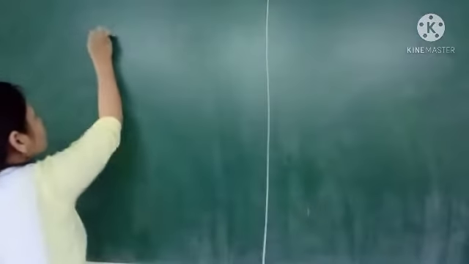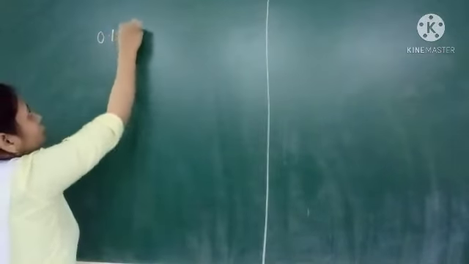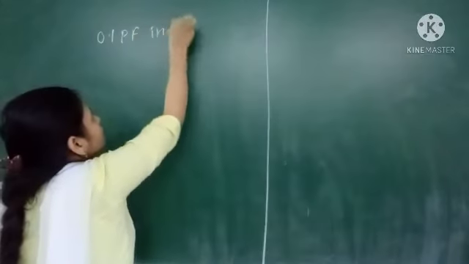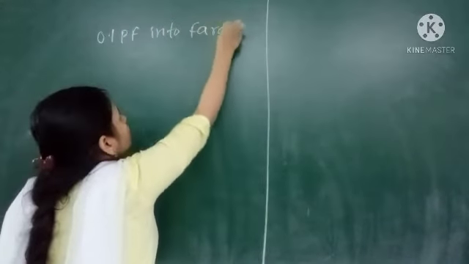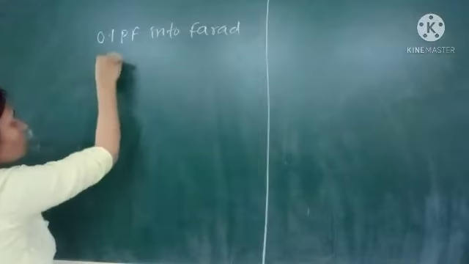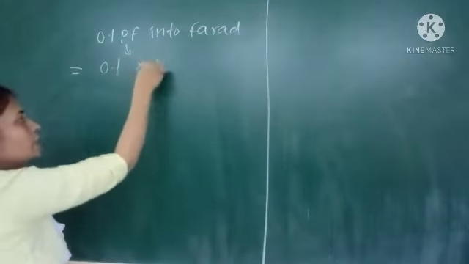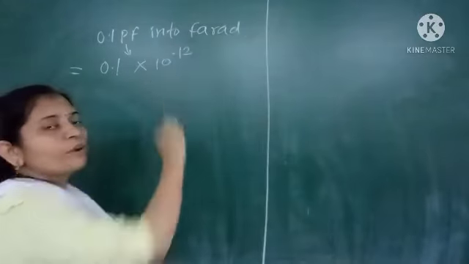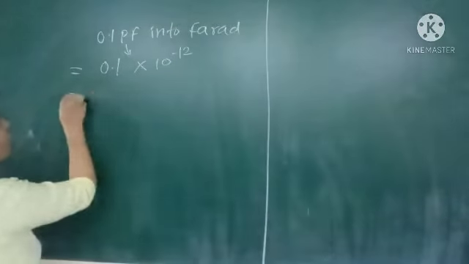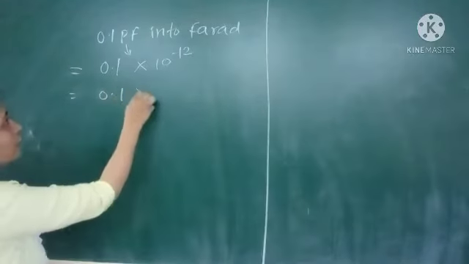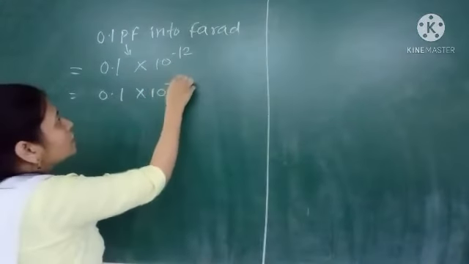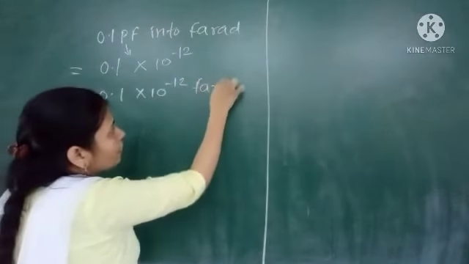We can take 0.1 picofarad into farad. So how can we convert this? This is 0.1 and it is in picofarad. So we have to multiply this number with 10 raised to power minus 12. So here we got 0.1 into 10 raised to minus 12. That is in farad.